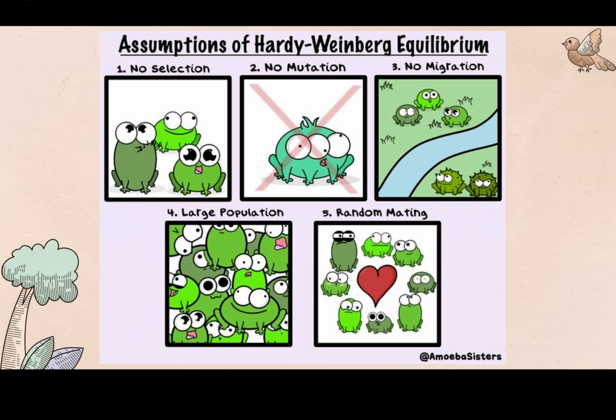So, with Hardy-Weinberg, there are 5 assumptions, which are no natural selection, no mutations, no migrations, so that means no emigration or immigration. We want large populations, and there must be random mating. Usually these conditions are rarely met, but they provide a valuable null hypothesis.